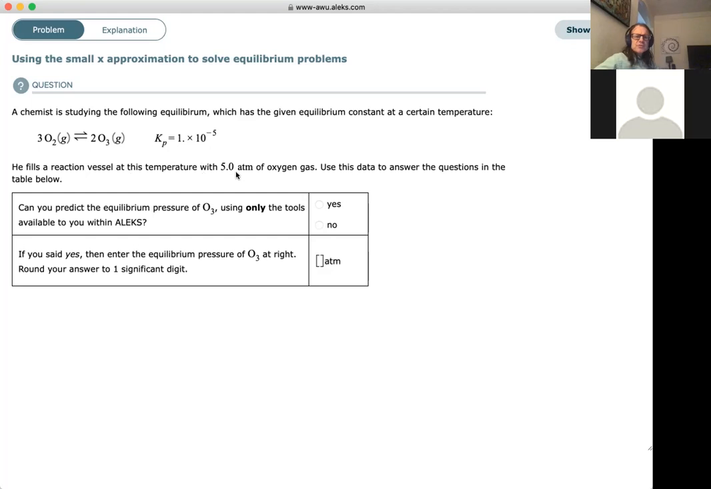So here's what we do. We fill the vessel, the container, with 5 atmospheres of oxygen. And we want to answer the question, can you predict the pressure of O3 using only the tools available? And if you said yes, enter the equilibrium pressure of O3 at the right. Like I said, with all these problems, as far as I can tell, the answer is always yes if we have the right mathematical tools. So let's use 1 times 10 to the minus 5.